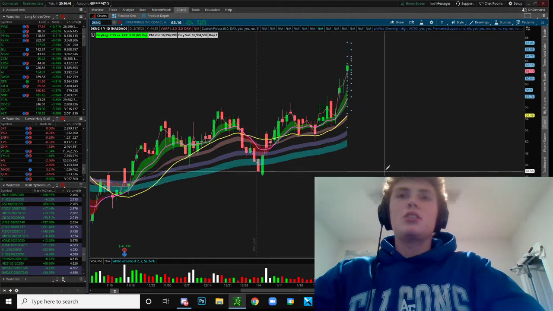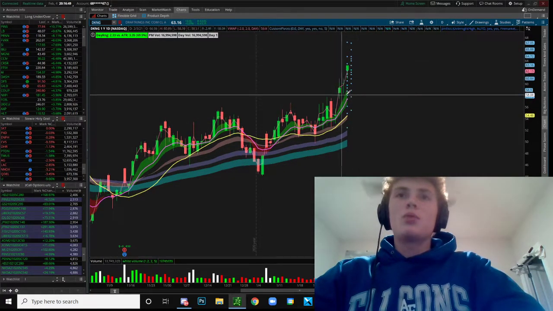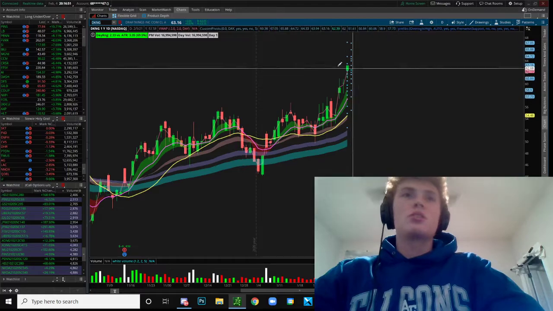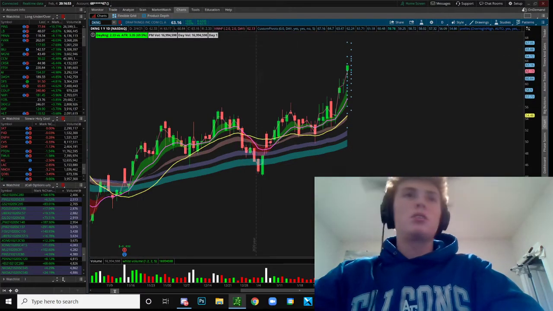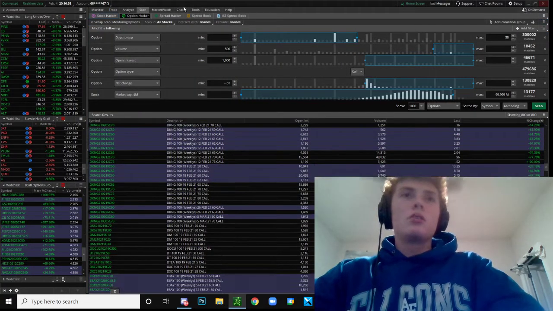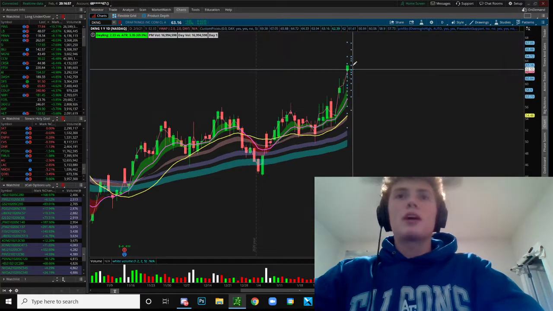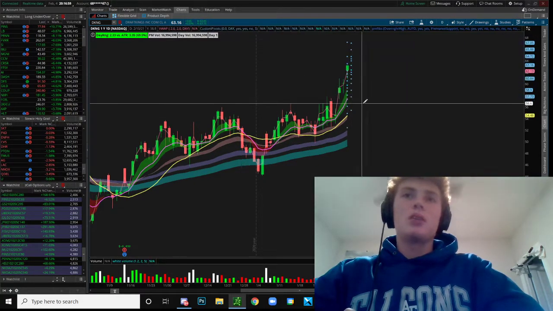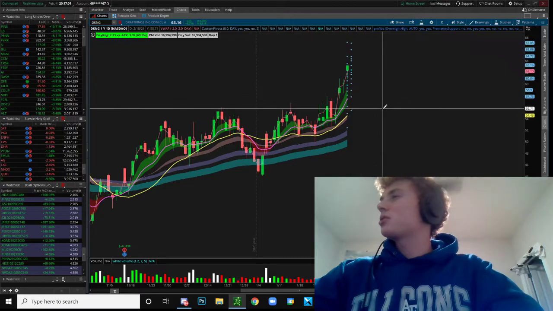Yeah, so DKNG is making new highs, right? So I wouldn't buy this. This is no setup. It's just making new highs, breaking out. What I'd look for is a little bit of a pullback, maybe a cup on one of my EMAs before it tests and breaks out.